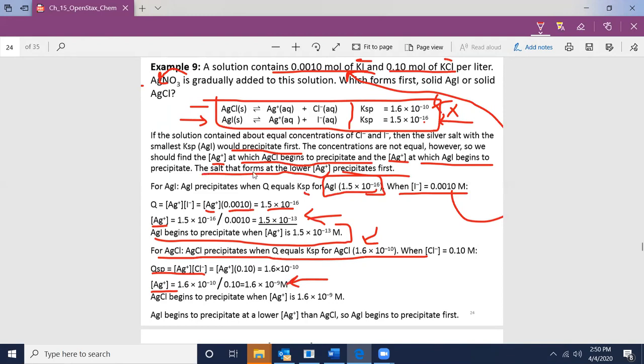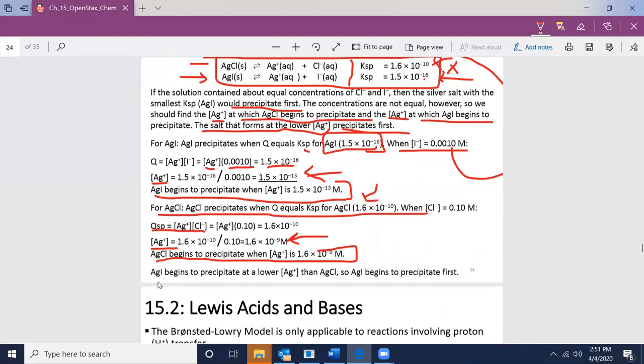The salt that forms at lower silver concentration precipitates first. So what we figured out is that AgCl begins to precipitate when this concentration is this, then silver iodide begins to precipitate at a lower silver concentration than AgCl. So AgI begins to precipitate first. As simple as that.